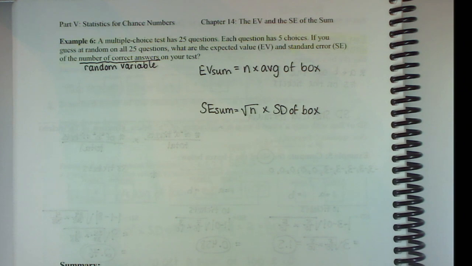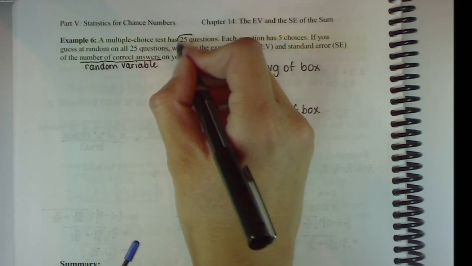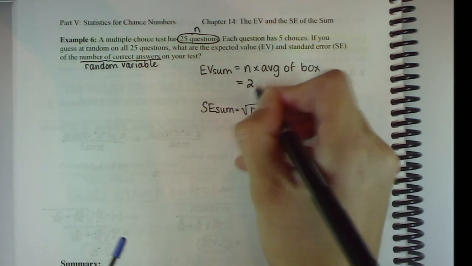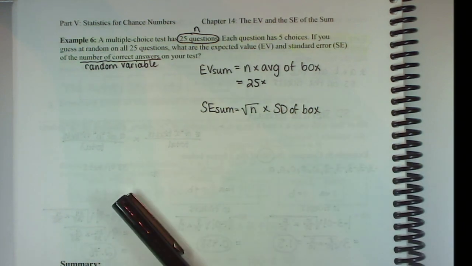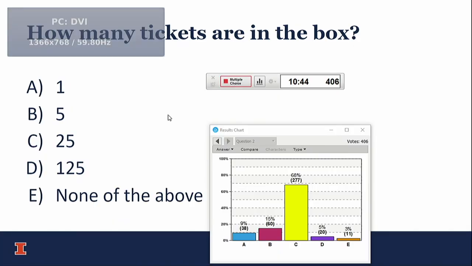So my question for you guys is, n I know right away, right? It says there's 25 questions, so that's my n. This is 25. So the next question is, we need to draw our box and find the average. So I'm also going to have you guys go ahead and try that out. I haven't asked an iClicker question about average. I promise this one has the right answer, and I will put it up.